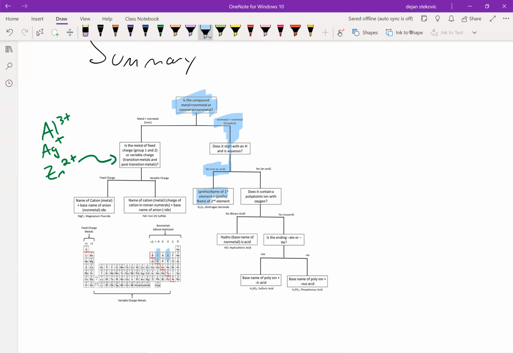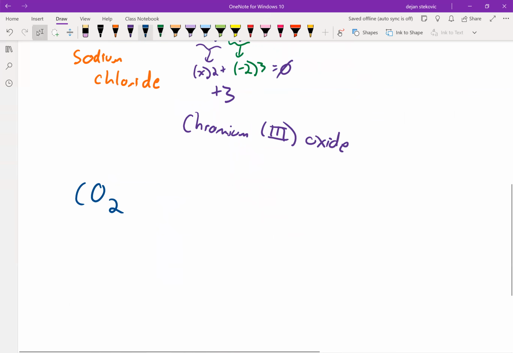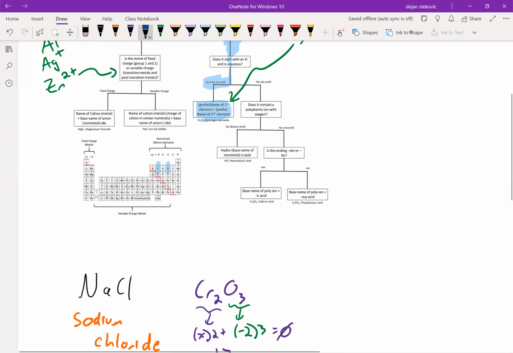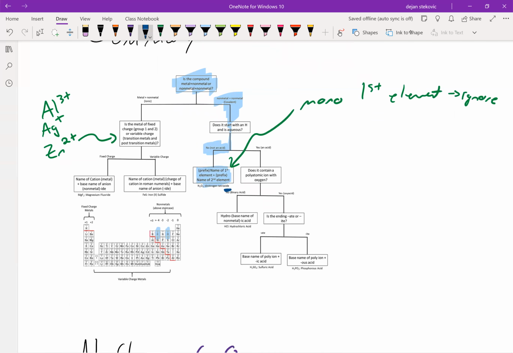And here we get the prefix of the first element plus the prefix, plus then the prefix and then the name of the second element, and then we add the "ide" ending as well. Of course, if it's mono on the first element, then we ignore that mono part. So for example, here we have CO2, that's carbon. We ignore the mono because it's the first one, and then it's dioxide, right? So don't forget to add that "ide" ending. I should have "ide" there.